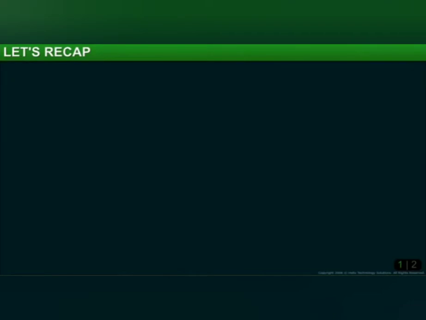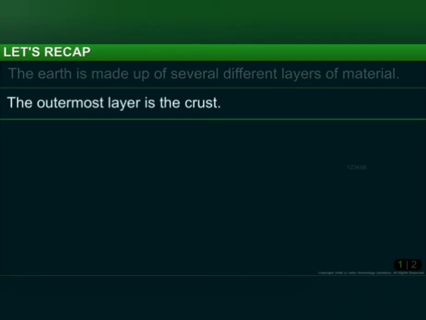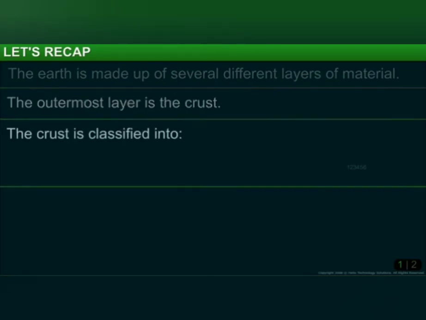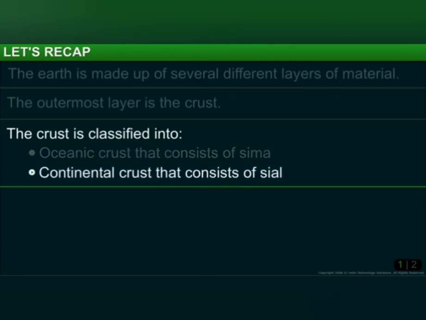In this module, you learn that the Earth is made up of several different layers of material. The outermost layer is the crust. The crust is classified into oceanic crust that consists of Sima, and continental crust that consists of Sial.